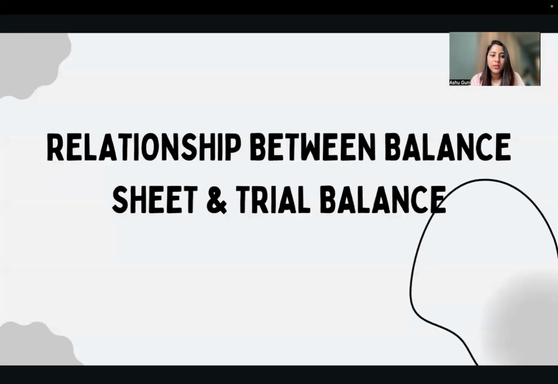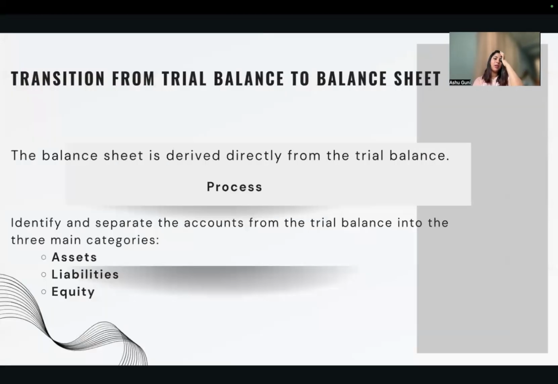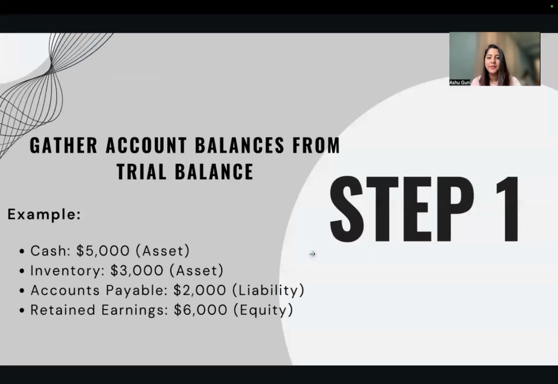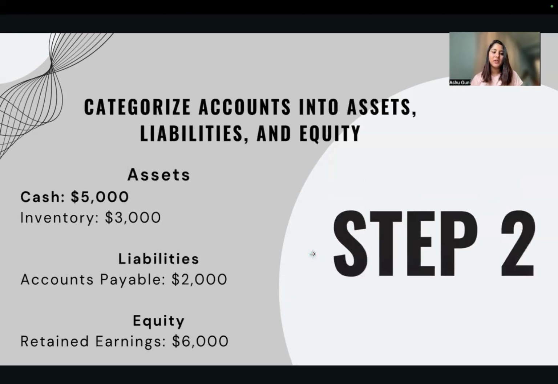Now let's move forward towards the relationship between the balance sheet and the trial balance and how we can derive the balance sheet from the trial balance. The transition from trial balance to balance sheet. For this, we have to identify and separate the accounts from the trial balance into three major categories: assets, liabilities, and equity. I have divided this into different steps. In step 1, we have to gather the account balances from the trial balance like cash, inventory, accounts payable, retained earnings. And in the second step, we have to categorize them under the assets, liabilities, and equity sections.